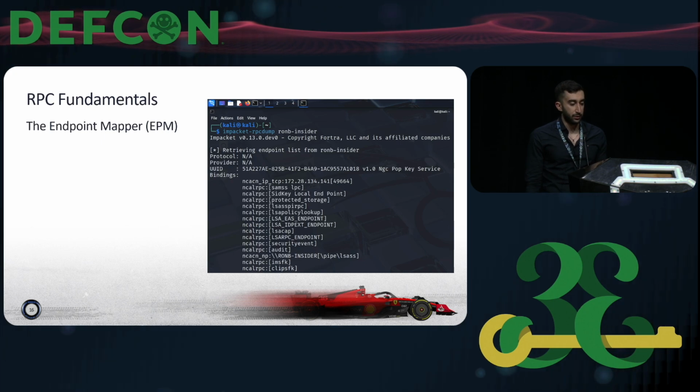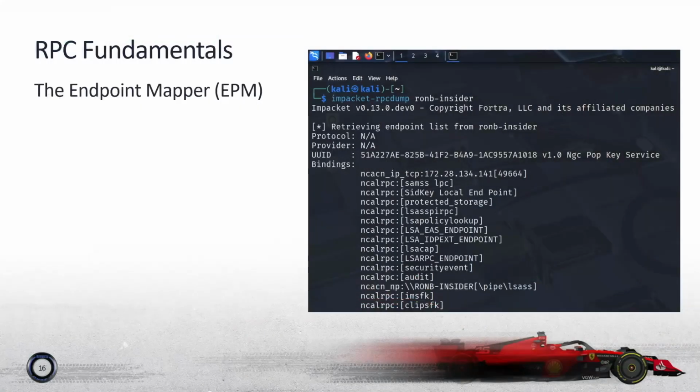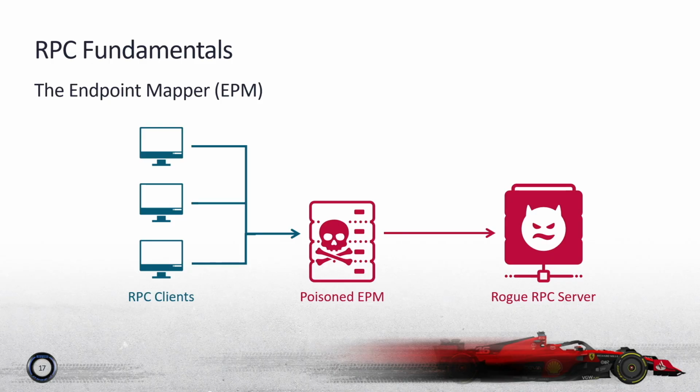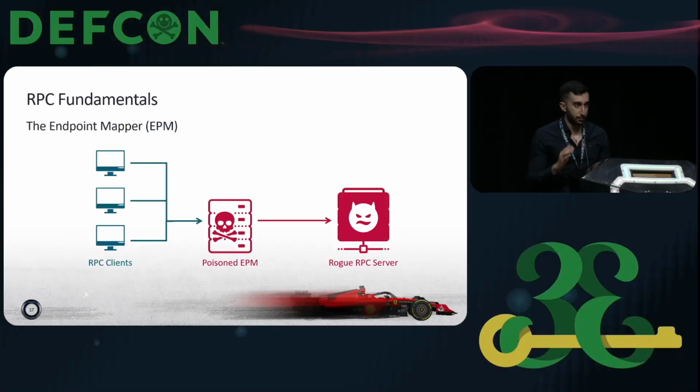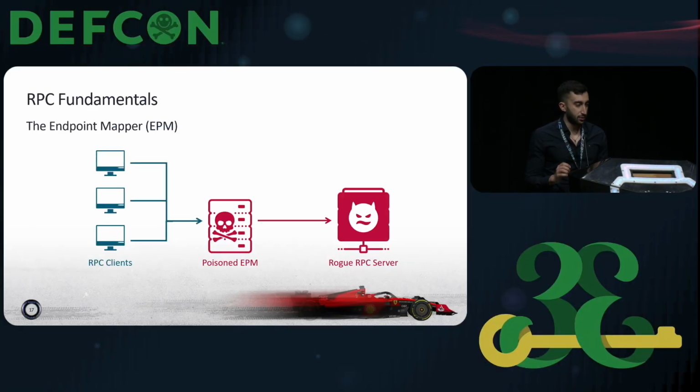The endpoint mapper can be queried locally or remotely using tools like rpcdump from Impacket. It behaves very much like a DNS server. It resolves UUID to an endpoint. This gave me an idea. Can an attack like DNS poisoning be applied to the EPM? Can we masquerade as a legitimate RPC server and have clients connect to us instead of the real one? We're going to create a new attack, EPM poisoning.